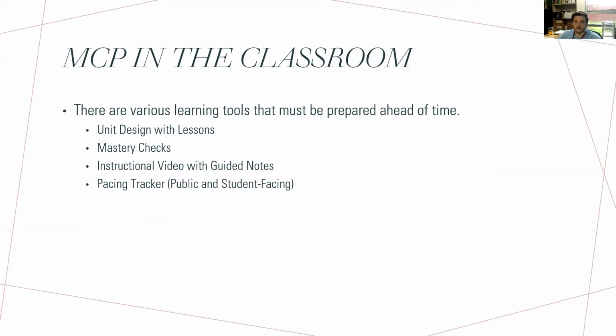And then another thing that they stress is a pacing tracker, tracking the pace of the students. Now there's a student one and then there's a public one. All right, you have one of those, or you can have both of those, depending on what you want to do. The public facing tracker is put up in the room for everybody to see on your smart board, on whatever you have.